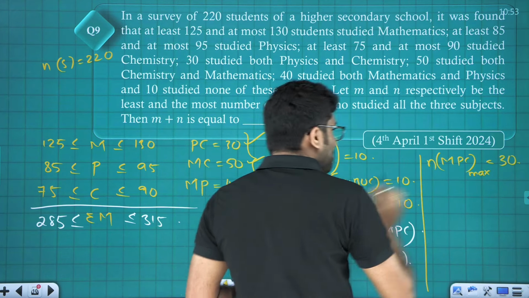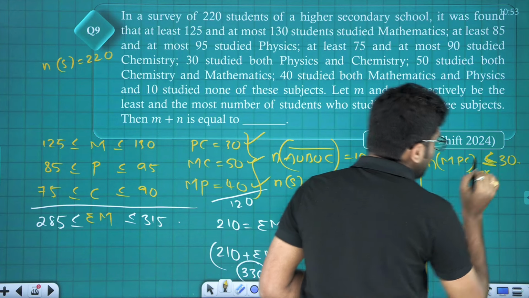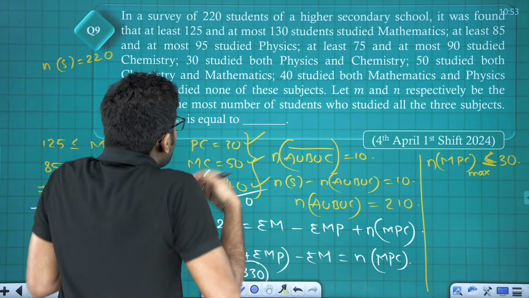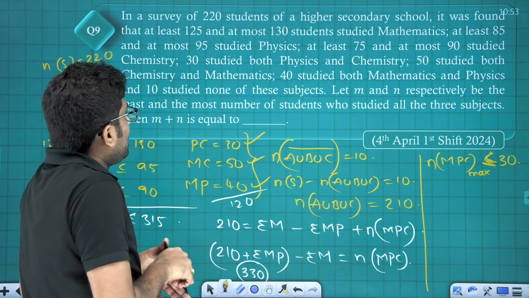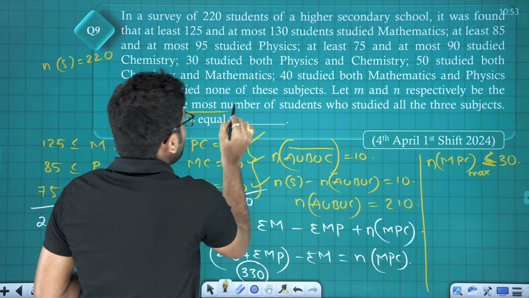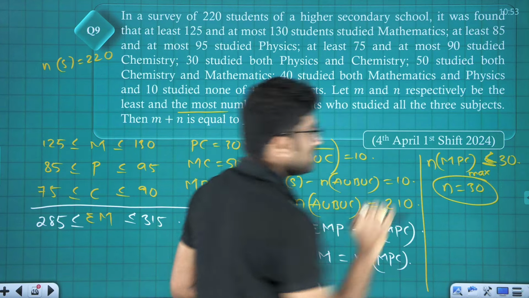So n of MPC will always be less than or equal to 30. That means, let M and N respectively be the at least and at most. So N is equal to 30, we got. N is equal to 30.